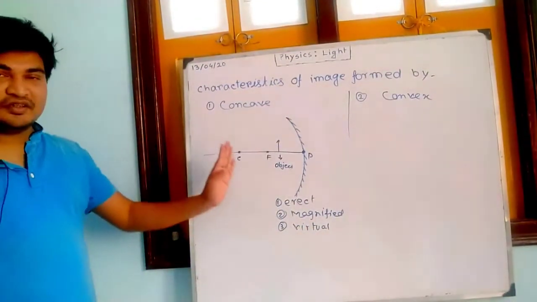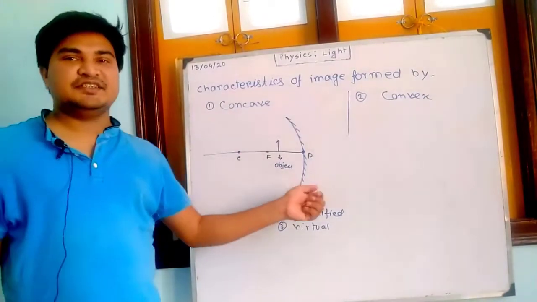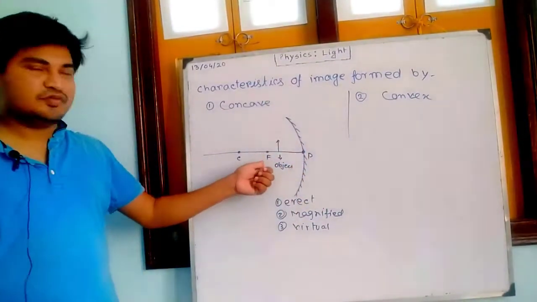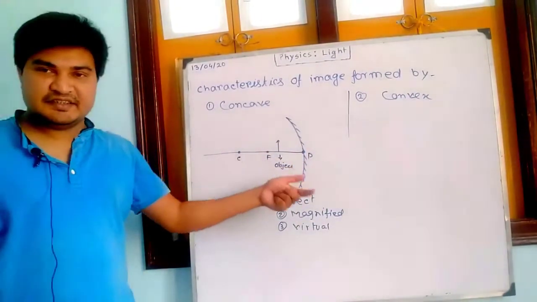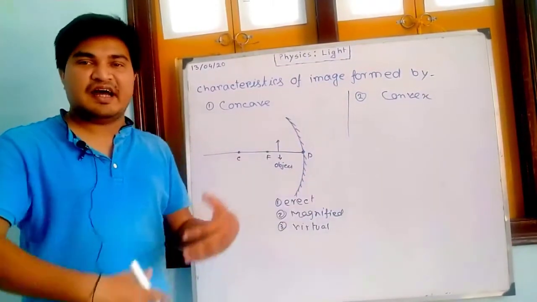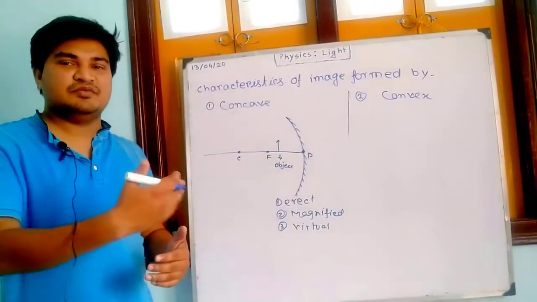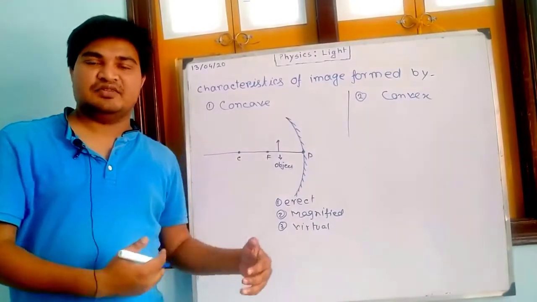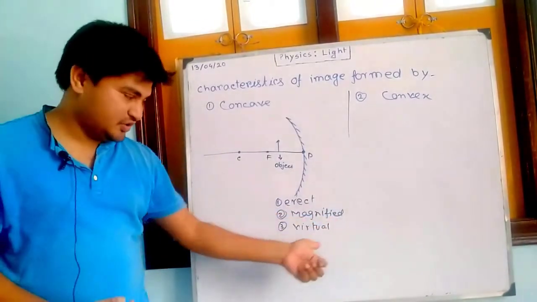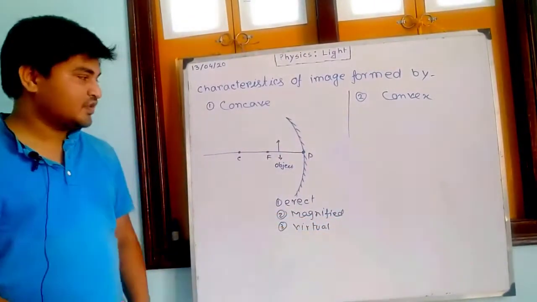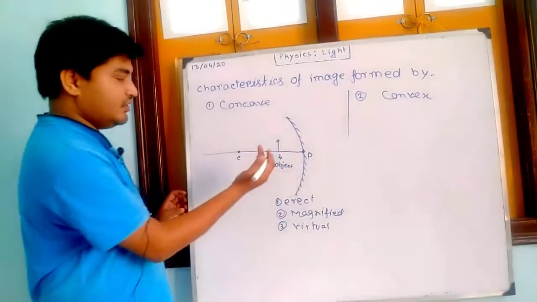Okay, so what if the object distance is less than its focal length? The image will be erect in nature and magnified, not highly magnified, that is, the size of the image will be larger than the size of the object, magnified means, and virtual.